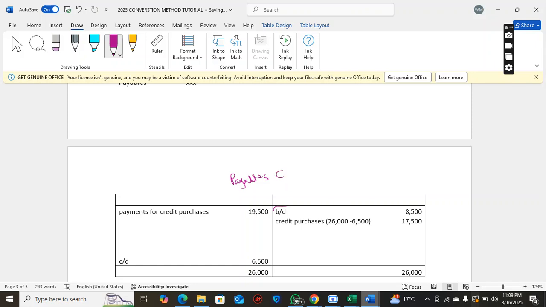So balance brought down, credit side. Here's that 8,500. Okay. Yes. Then the closing balance. Okay. Put it, the balance carried down, put it on the debit side. Okay. Put it on the debit side like this.